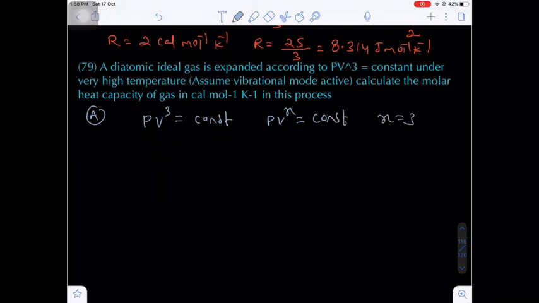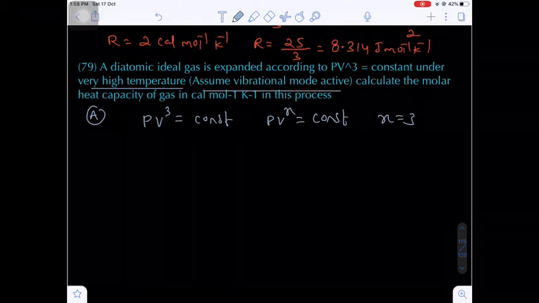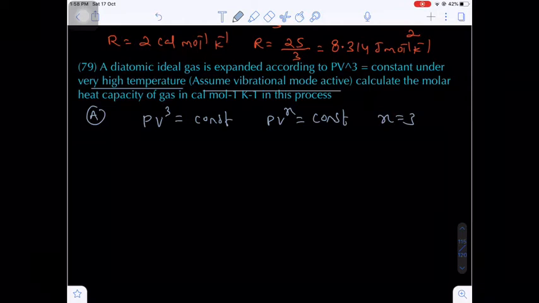And one more important thing: under high temperature, assuming the vibrational mode is active. Remember, we generally do not consider the vibrational degree of freedom unless it is mentioned in the question. If it is mentioned in the question, then we have to consider it. Calculate the molar heat capacity in calorie per mole per Kelvin.